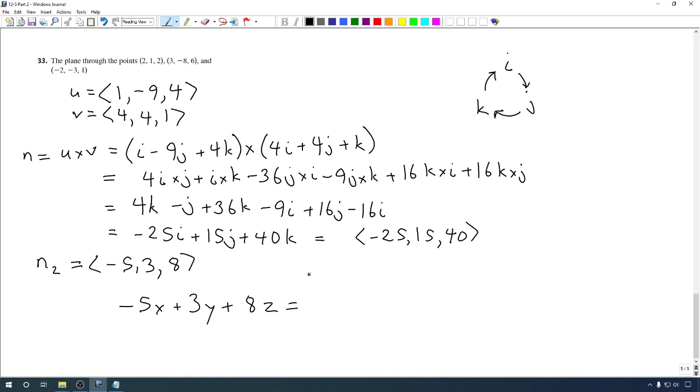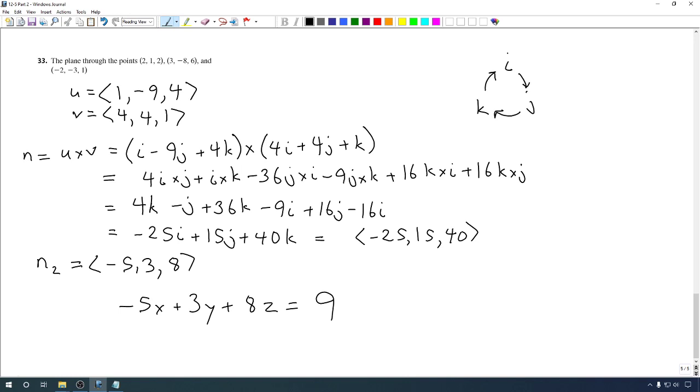If I plug 2, 1, 2 in there, we have minus 5 times 2, so a negative 10. We have a plus 3 times 1, so negative 10 plus 3 gives you a negative 7. Then plus 8 times 2, so plus 16. Essentially 16 minus 7 gives you a 9. And that's our answer. Like I said, try out the other points and see if you get 9 in those cases as well. If you don't get 9 in all those cases, then I did something wrong.